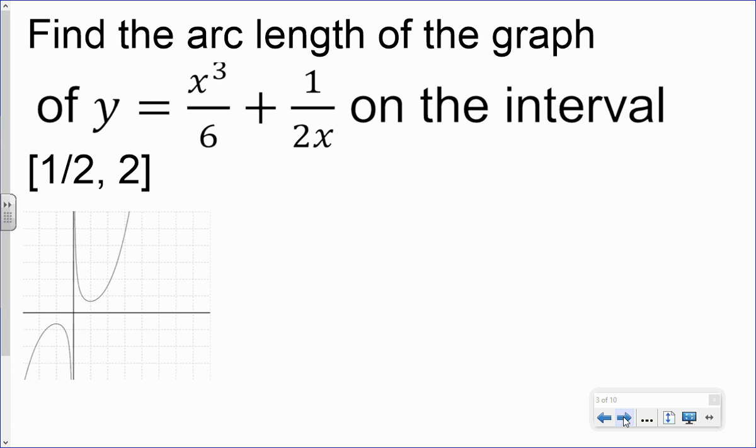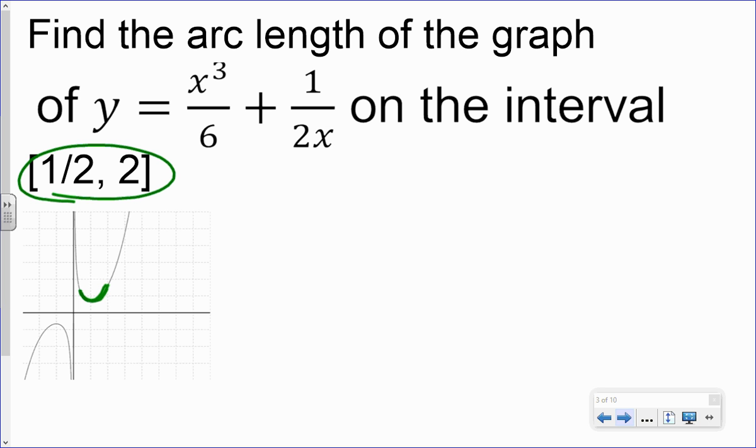Some of these we do not have the skills yet. So let's look at this one. This is one that we are going to be able to do by hand. I'll just tell you that right now. Our interval is 1/2 to 2, like right here, this little piece. We're going to measure that length. And our equation is x cubed over 6 plus 1 over 2x.